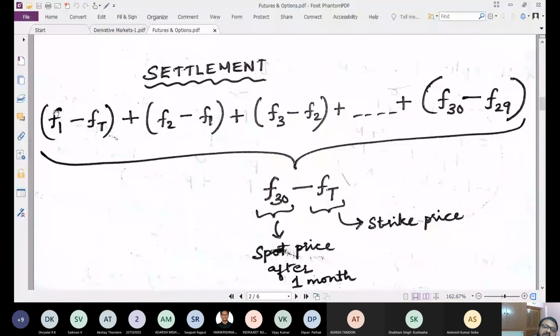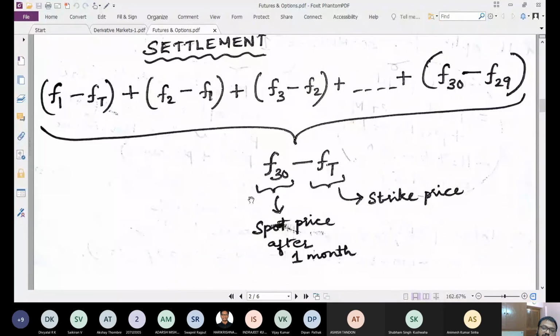But you can see here, this F1 and F1 cancel. This F2 and F2 cancel. Similarly, all such terms cancel, and the remaining would be only F30 minus FT. So this is the spot price after 1 month, when we reach the expiration date. So it depends on the spot price on the expiration date. After 30 days, what is the spot price and what is the strike price? Basically, this is the net settlement, F30 minus FT. That is why we use this for settlement. It may be settled every day, but the net effect is this. That's all.